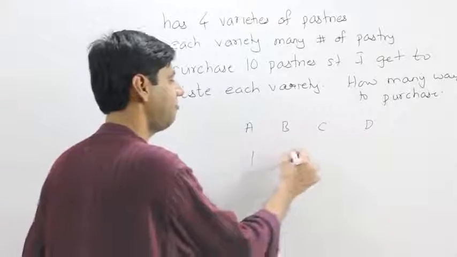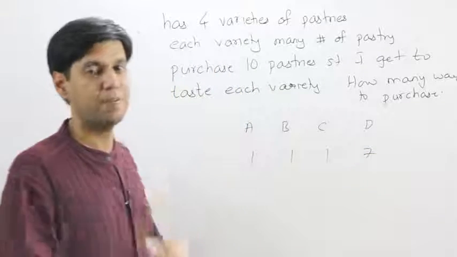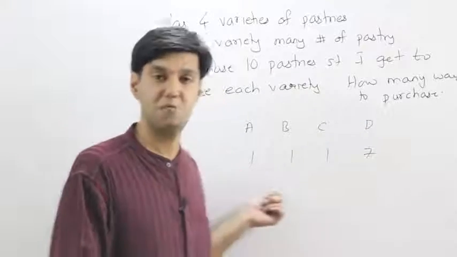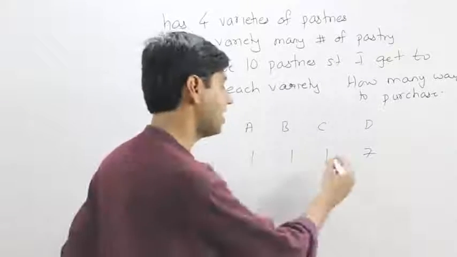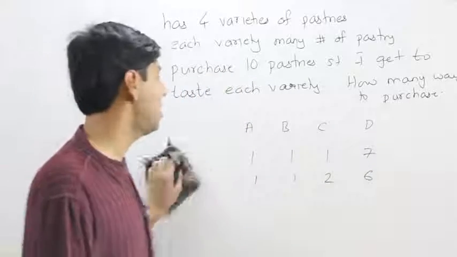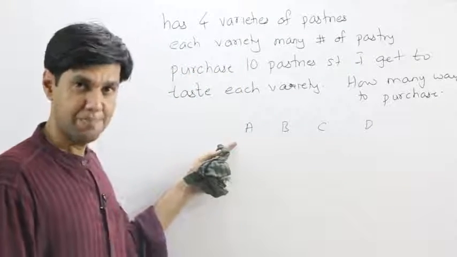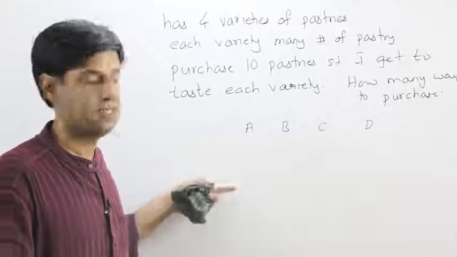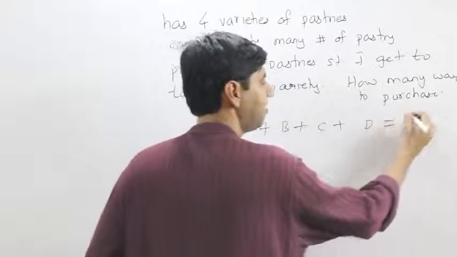I buy one of each, and then to make it 10, I buy 7 of this. This is one particular way of purchasing. How can a purchase be different from this? It can be different only if I buy a different number of pastries of any of them. For example, I could buy 2 of them, 6 of them, this would become different. So what this is suggesting is, let A be the number of pastries of the first type. Depending upon the number, whether it's 1, 0 or so on, I could get a different purchase. B be the number of the second and so on, and from here it should be pretty obvious that the sum of them has to be 10.